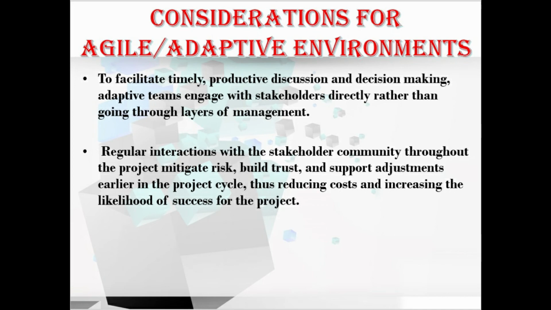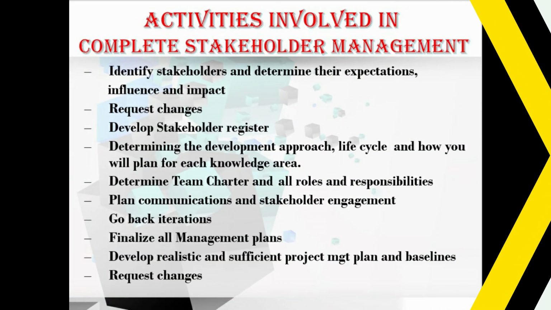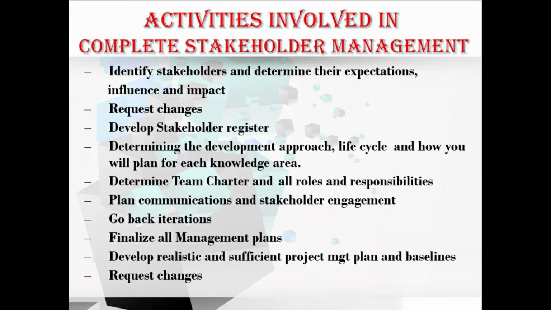Okay, let's move to the last topic, the activities involved in complete stakeholder management as per the Rita Mulcahy chart. Let's go one by one. The steps involved here: first, we need to identify the stakeholders and determine their expectations, influence, and impact on the project. Second, we need to request changes. And the next is we need to develop the stakeholder register, and determine the development approach, life cycle, and how you will plan for each knowledge area.